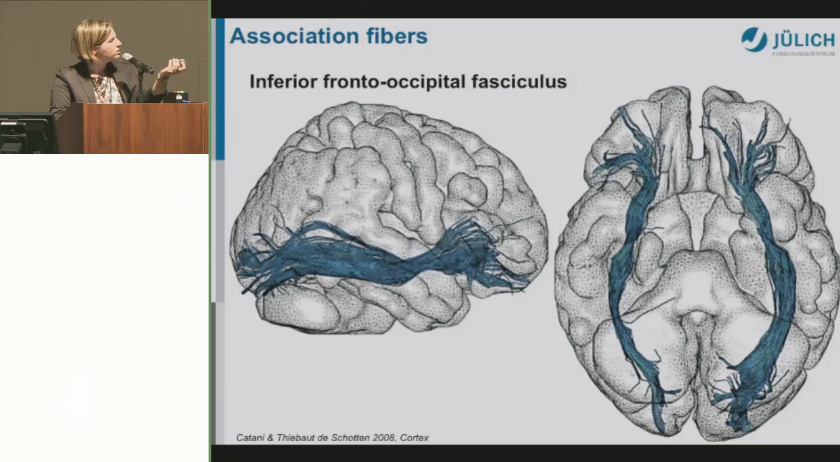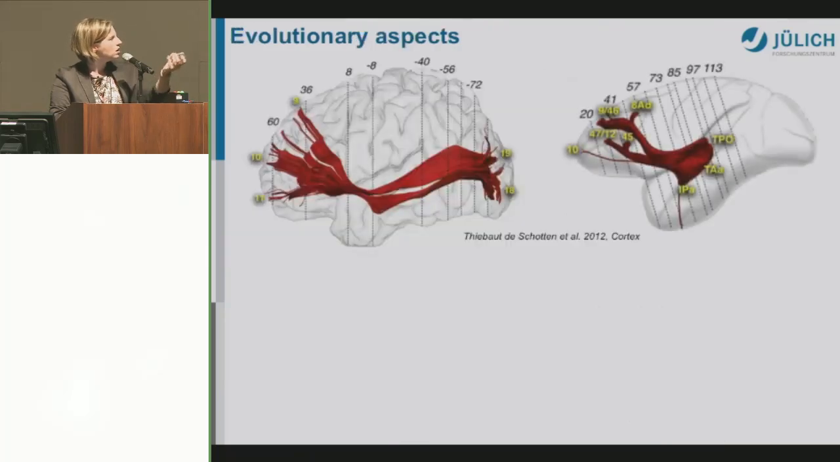So the question now is, what do these fiber bundles do? You see again here the case in the human brain, and as has been shown recently, it is quite different from the situation in the macaque brain. In the macaque, you only have a very short fiber bundle which runs from the temporo-occipital junction to the frontal lobe, but here in the human, it's all the way from the occipital to the frontal lobe.